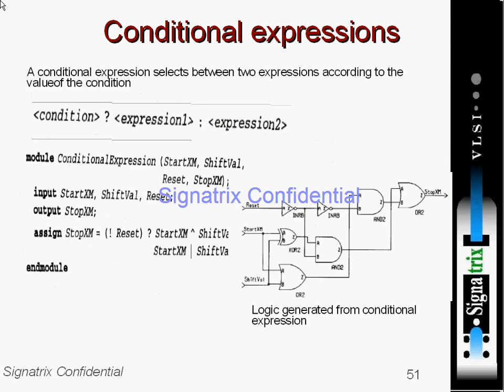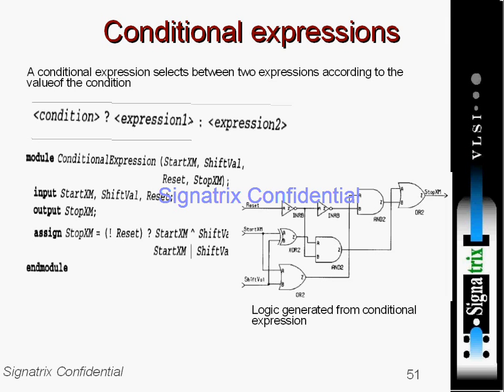Now we will be looking at conditional expressions. So what does this say? A conditional expression selects between two expressions according to the value of the condition. Let's see what the logic says here. The syntax is as shown here: if the condition is true, it takes expression 1, else it takes expression 2.